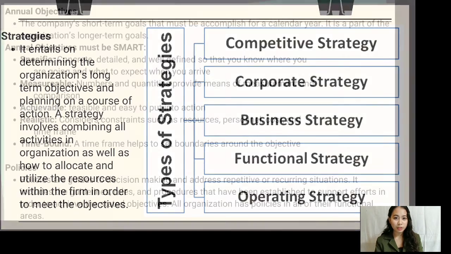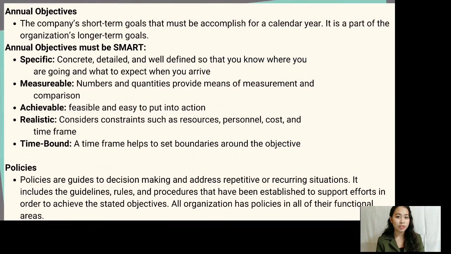Aside from the long-term objectives, we have the annual objectives, which are the company's short-term goals that must be accomplished within a calendar year. It is just part of the organization's long-term goals. So these annual objectives are under the long-term objectives, and are to be accomplished within a year. Well, annual objectives must be SMART.